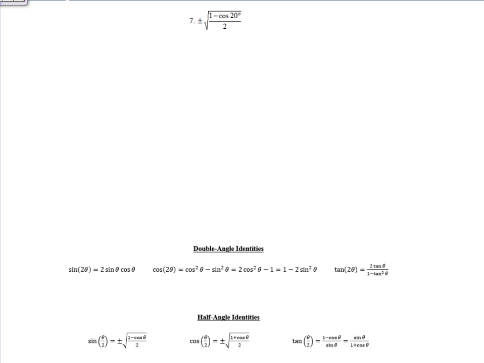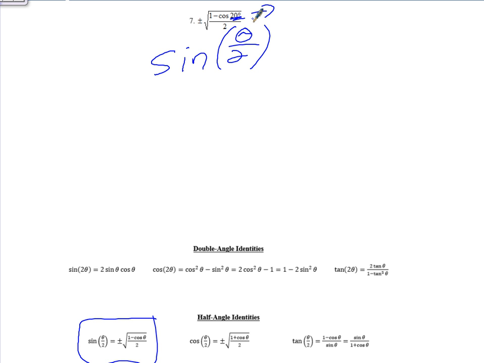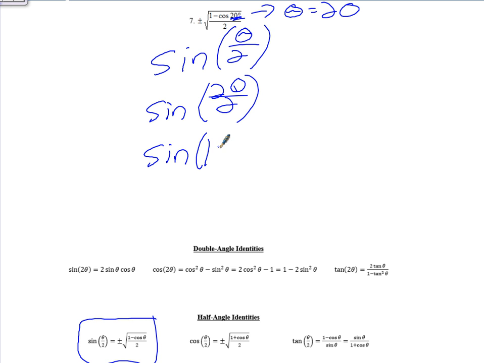Here it looks like we get into some of our half angle formulas, so we want to look not only at the square root but also at this sign right here. That's what distinguishes the difference between cosine and sine. Here it's a minus, so it's going to be the half angle of sine, where theta is 20. So here I have the sine of theta over 2, and in this problem we see that theta equals 20. So that's going to be the sine of 20 over 2, which ends up being the sine of 10.